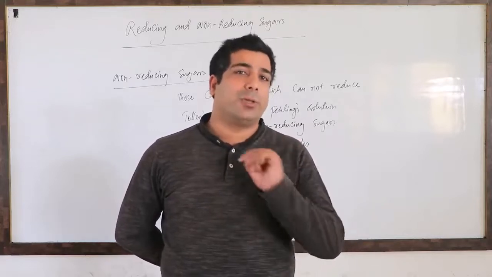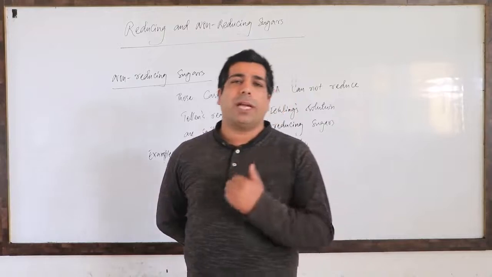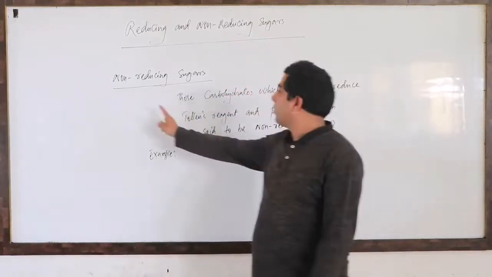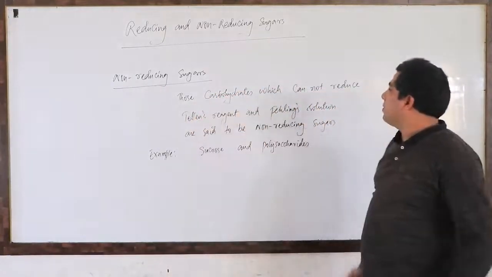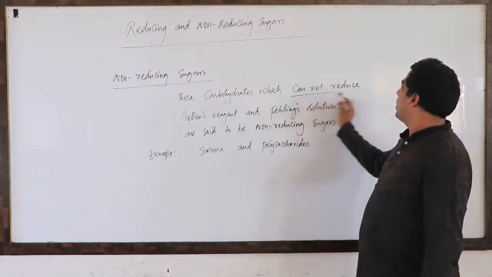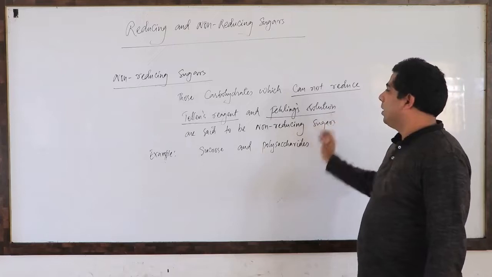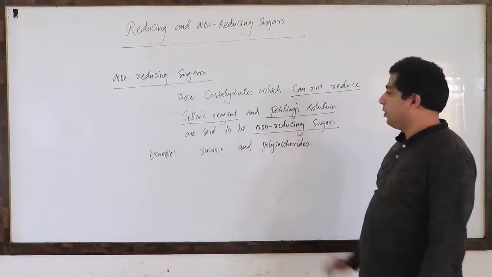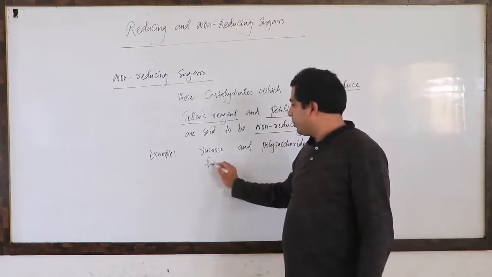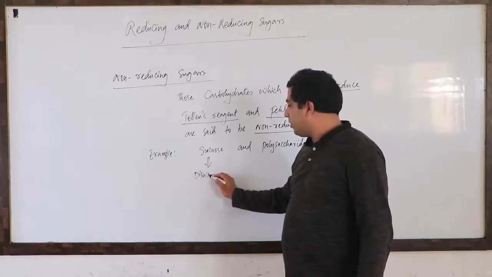That is a non-reducing sugar. So let's have a look at non-reducing sugars. Those carbohydrates which cannot reduce Tollens reagent and Fehling's solution are said to be non-reducing sugars. So in non-reducing sugars you have only one disaccharide here.